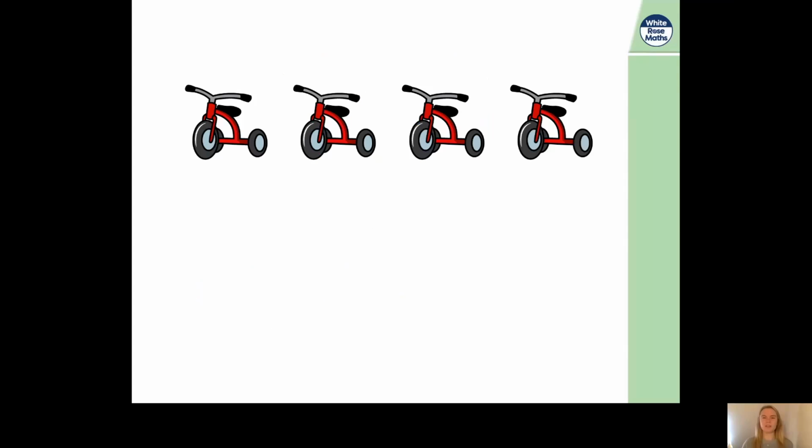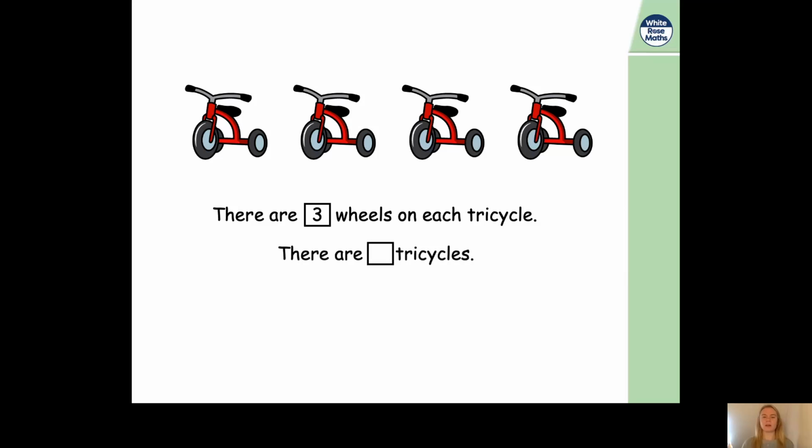Well done. Now this time, we've got some tricycles and we need to work out the total number of wheels. Now, how many wheels are on each tricycle? Yes, that's right. There's three wheels on each tricycle. And how many tricycles are there? Yes, there's four, aren't there? Four tricycles with three wheels on each. So let's complete this sentence. There are how many equal groups and how many are there in each group? Pause the video and have a go.